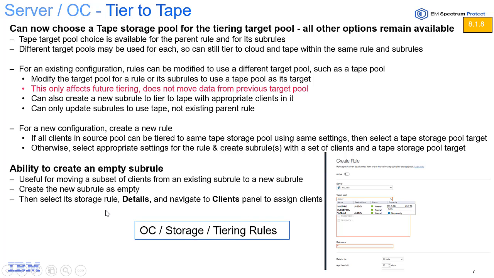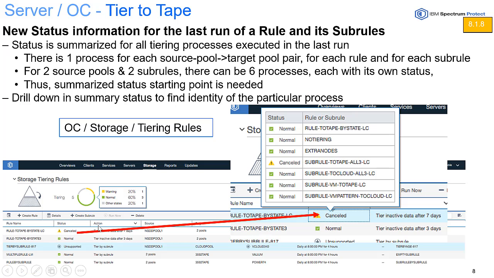You can also create an empty subrule now, and the reason for that is if you wanted to create a tier to tape, but you wanted to move some of the clients that were currently tiering to cloud, create an empty tier to tape subrule, and then once that's been created, go back and update it by removing those clients from the tier to cloud subrule and putting them into the tier to tape subrule. Future data will follow the new tiering rule, but data that's already been tiered will not be moved.